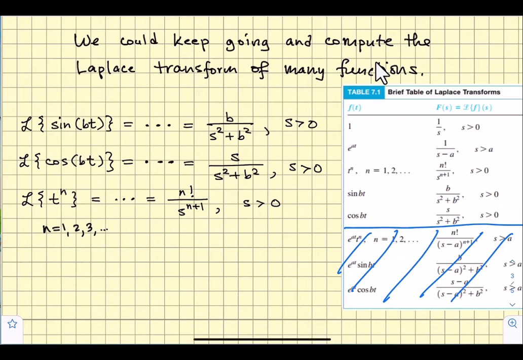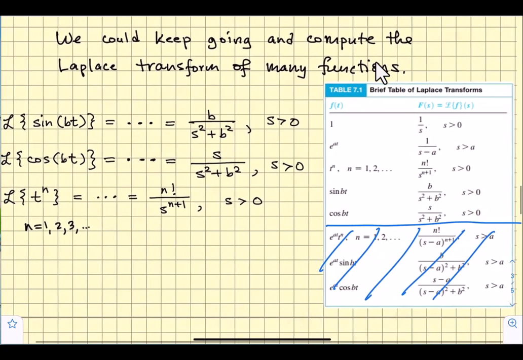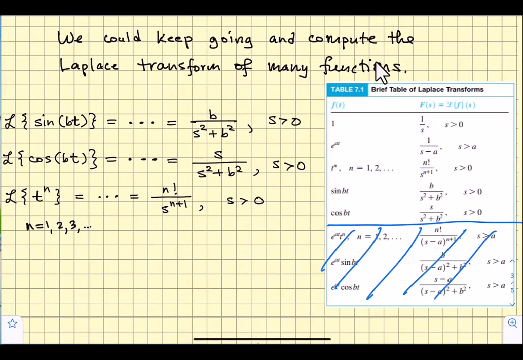Another popular function that you would want to know the Laplace transform of is t to the nth power, where n is a positive integer. The Laplace transform of t to the n requires repeated integrations by parts. And when that is finished, you end up with n factorial over s to the n plus 1, with the stipulation that s is positive. Now in our textbook, they gather these together into a table because we're going to use these very frequently throughout Chapter 7.